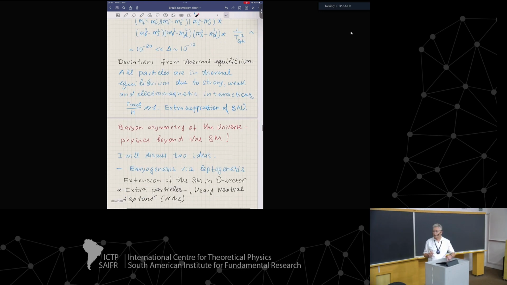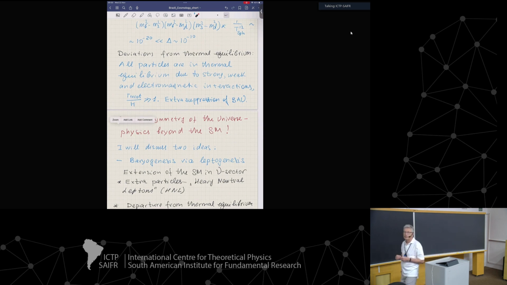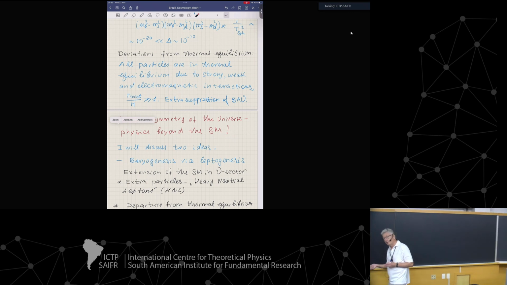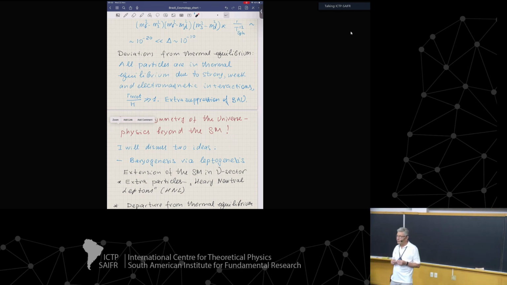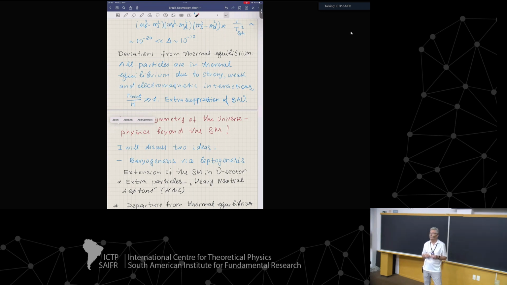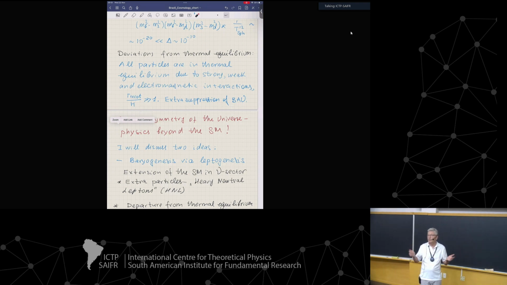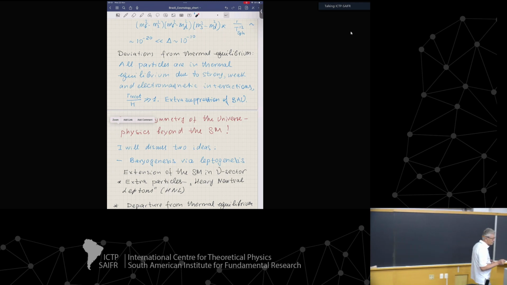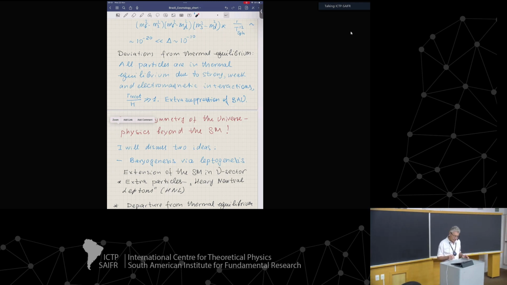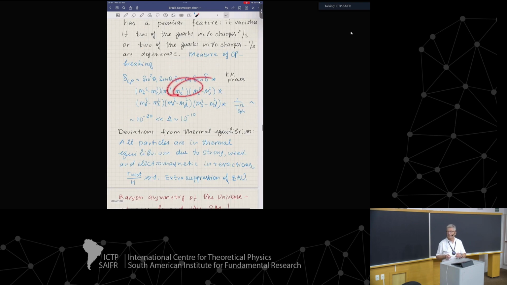Now, deviations from thermal equilibrium. We are talking about processes occurring at 130 GeV. We know very well what the standard model is. We can compute all processes in the standard model at this temperature and compare them with the rate of universe expansion. We find that strongly interacting particles are very well in thermal equilibrium. Weakly interacting particles are very well in thermal equilibrium. You should get an extra suppression. So you can kill standard model baryogenesis twice if you want, once from this part, and another from this part.